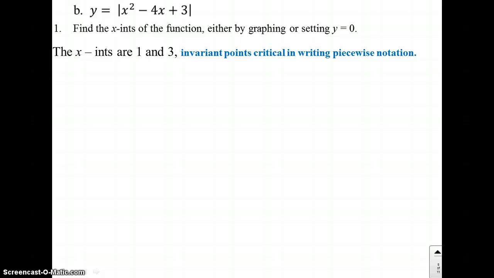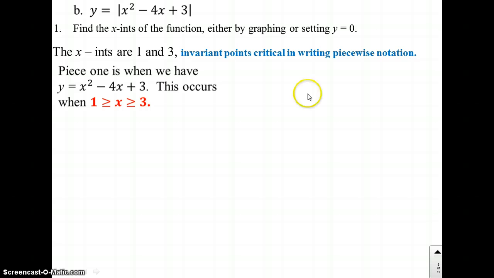So write y equals absolute value of x squared minus 4x plus 3 in piecewise notation. Step 1, find the x-intercepts of the function by graphing, or set the function equal to 0 and solve for it. You guys should be able to do that. If you do that, you find out that the x-intercepts are 1 and 3. And again, these are going to be invariant points. They're very critical in writing piecewise notation. Invariant means they're never going to change. All right.